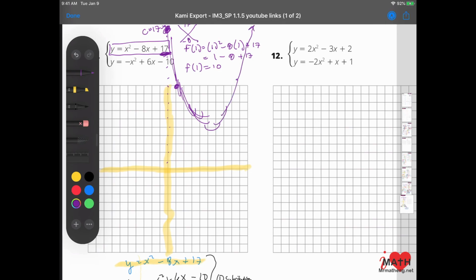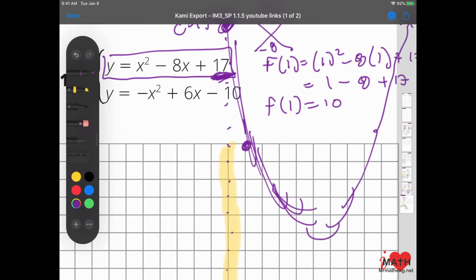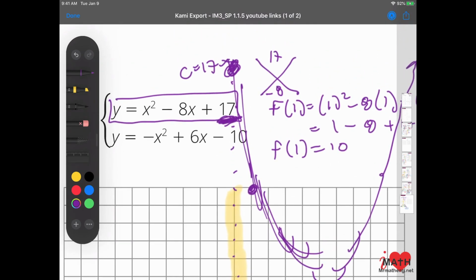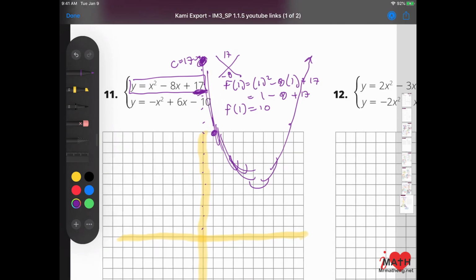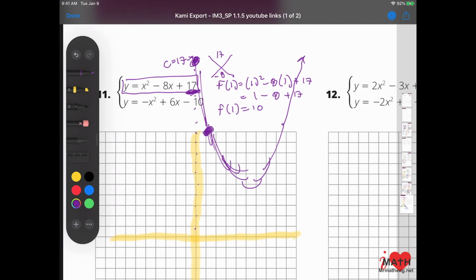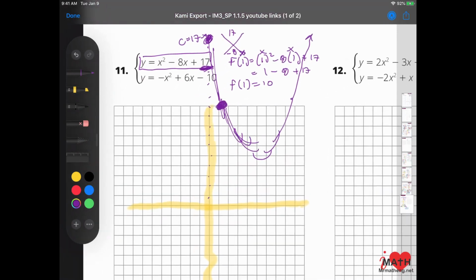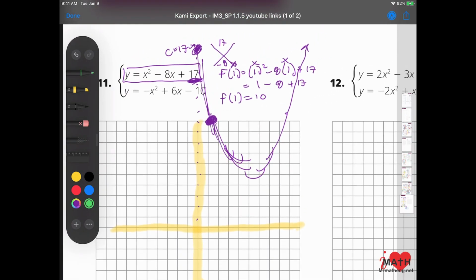Okay, so let's review what I did. I used my c value to get that value, 17. And to get this ordered pair, to know the parabola went this side in quadrant 1 rather than quadrant 2, I just picked x equals 1. And I put the x equals 1 into my equation there to get a sketch. And you'll verify that by technology. Alright, let's graph this one.